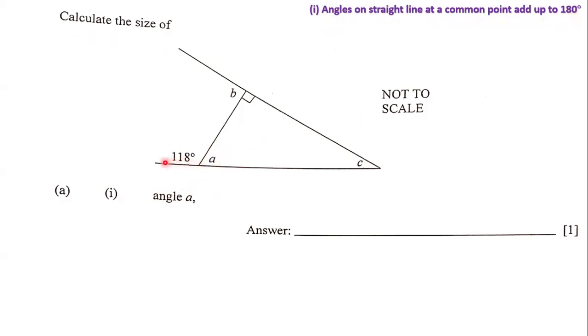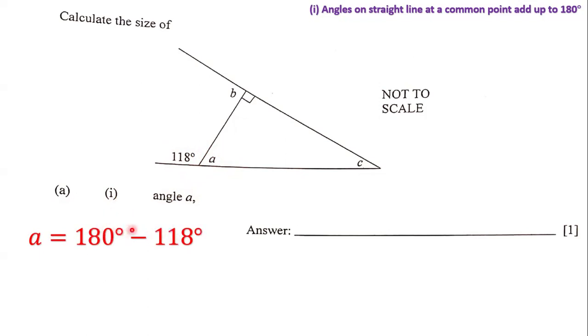Here, we have a straight line, and we have a common point. Indeed, this angle, whose size is 118 degrees, and angle A should add up to 180 degrees because they are on a straight line and they are at this common point. So how are we going to determine the size of angle A? Well, we're going to subtract 118 from 180.